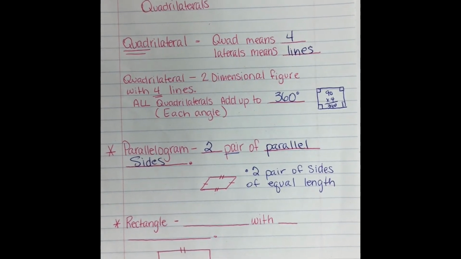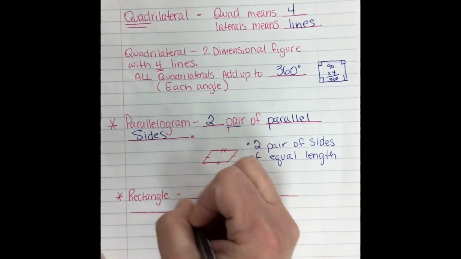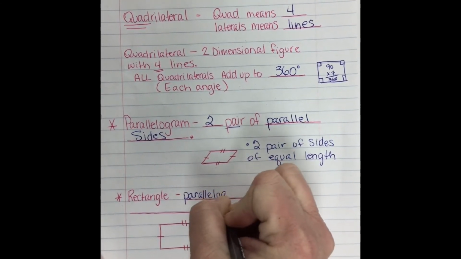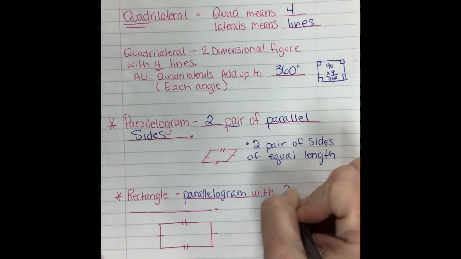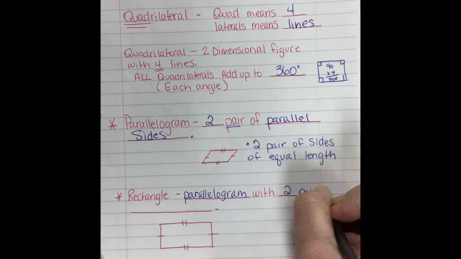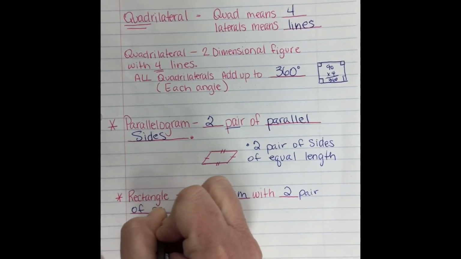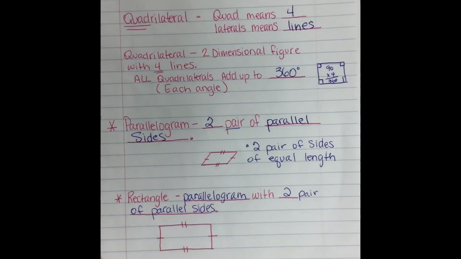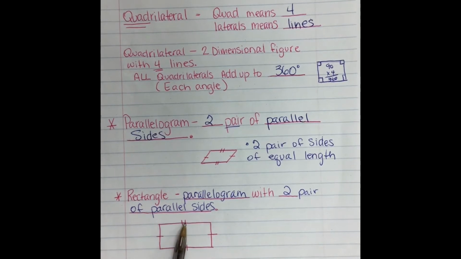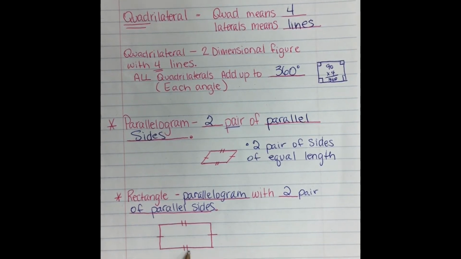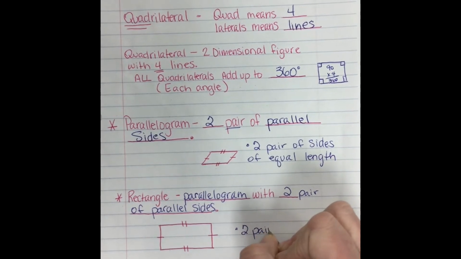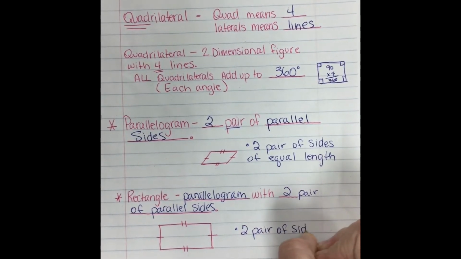All right, next is the rectangle. The rectangle is a parallelogram with two pair of parallel sides. Okay, same as a parallelogram. These two sides are the same, and they are parallel. These two sides are the same, and they're parallel. So we would also put that it is two pair of sides with equal length.